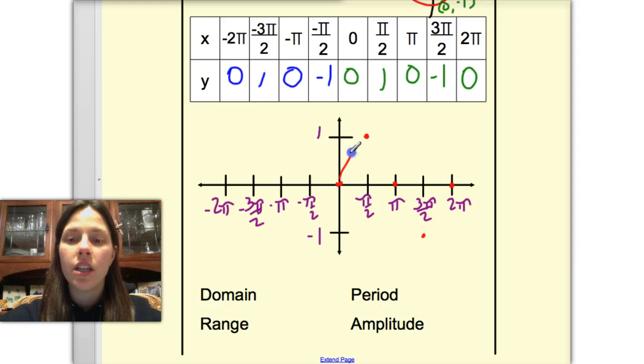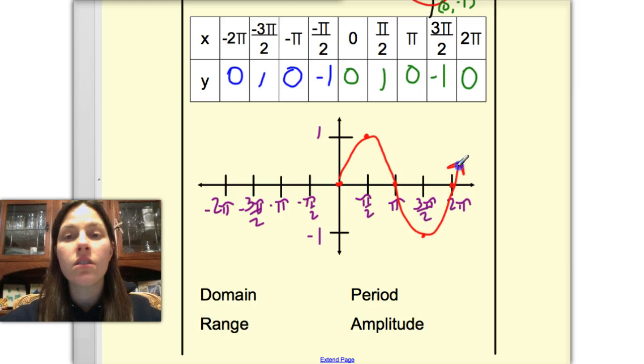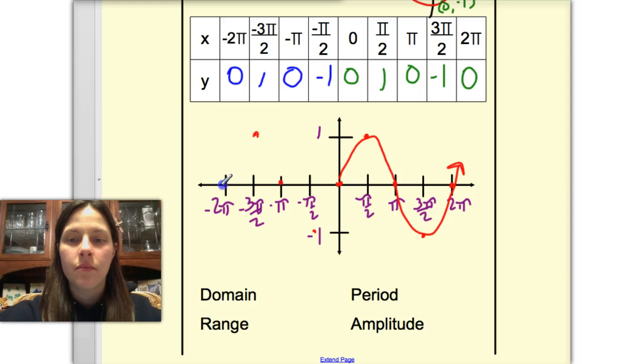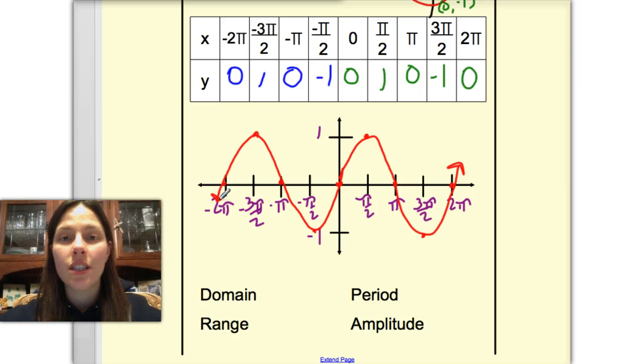Now remember, we could keep rotating around the unit circle, so we will put arrows on our sine function. And we go in the opposite direction for the negatives. And notice the sine function is a curve, not straight lines, so don't connect those points with sharp straight lines like an absolute value function. We have a nice wavy curve for our sine, and we'll see for our cosine function as well.